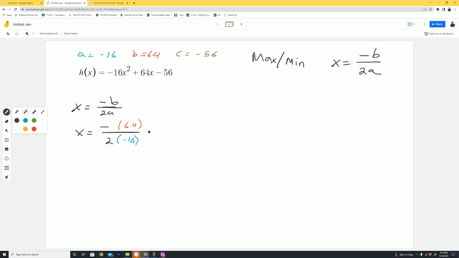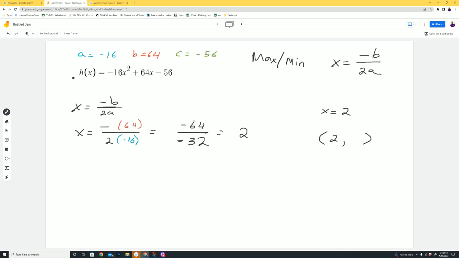Now we just work this out. We have negative 64 simplified on top, divided by 2 times negative 16 gives us negative 32, and negative 64 divided by negative 32 gives you a positive 2. What this is saying is this is your x value at the maximum point, and we all know that an x coordinate has to be paired with a y coordinate. So what's the vertex is what we're looking for. So we're trying to find that other coordinate.